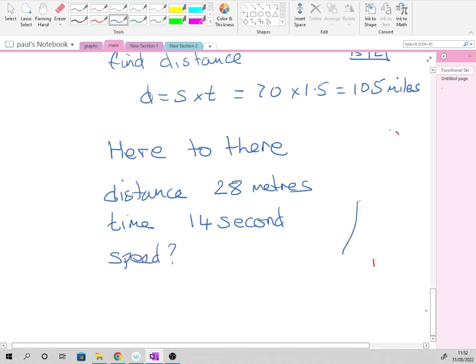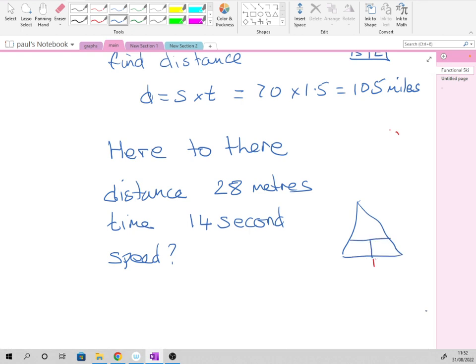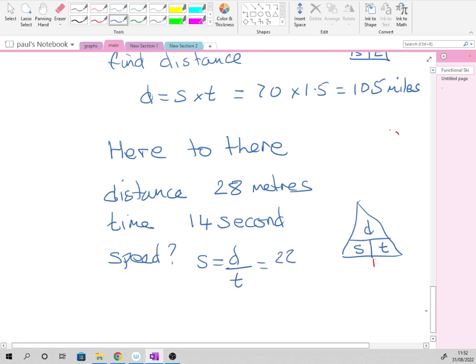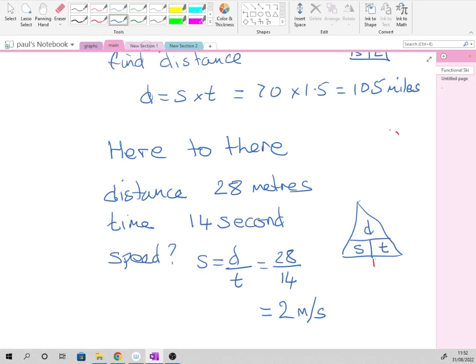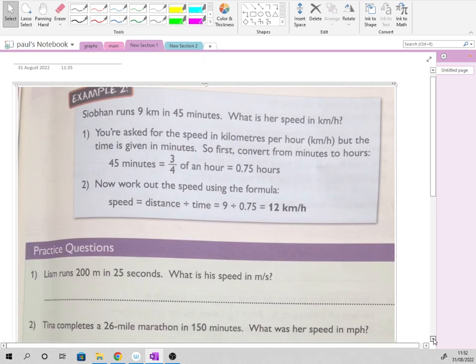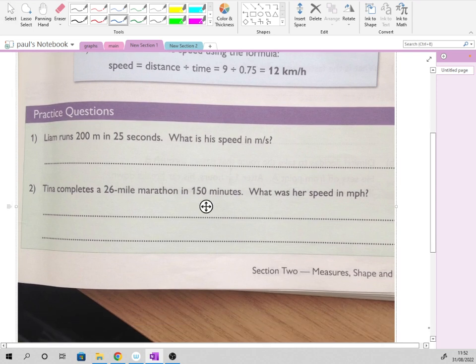Okay, do the triangle. We've got to find the speed. The speed equals the distance divided by the time. The distance is 28 meters and the time is 14 seconds. So that is 28 divided by 14, which is 2 meters per second. So get the units right. No problem. Let's have a look at some examples. Now, Liam runs 200 meters in 25 seconds. What's the speed? Okay, let's do the triangle so we don't forget what we're doing.